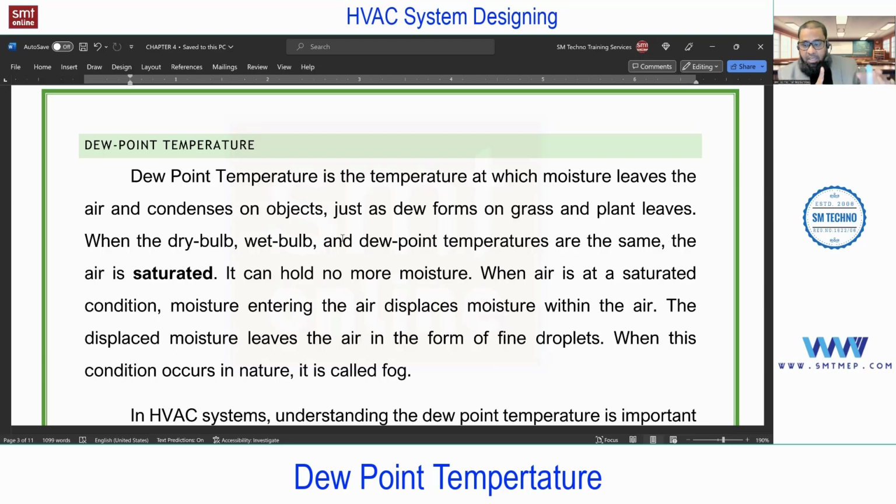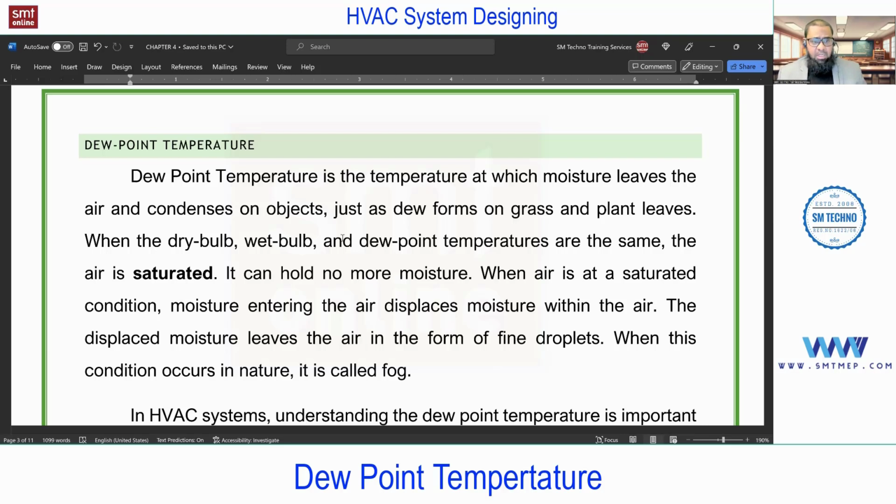What we'll get is a temperature less than or equal to the dew point temperature. And remember, whenever a surface or a body is at, or you reduce the temperature of the air to, less than or equal to the dew point, what will happen? The moisture from the air will start leaving and condense on that object. So that temperature is nothing but the dew point temperature.